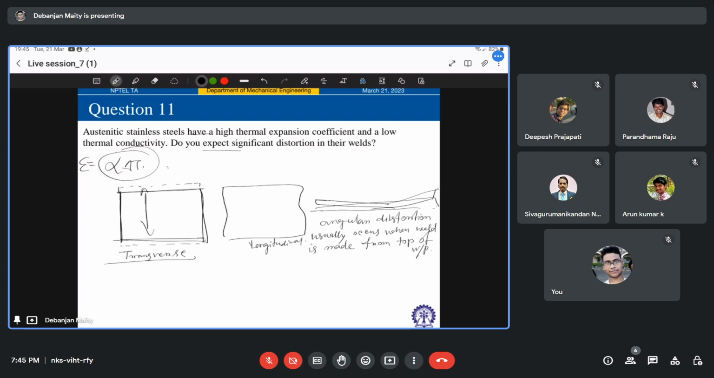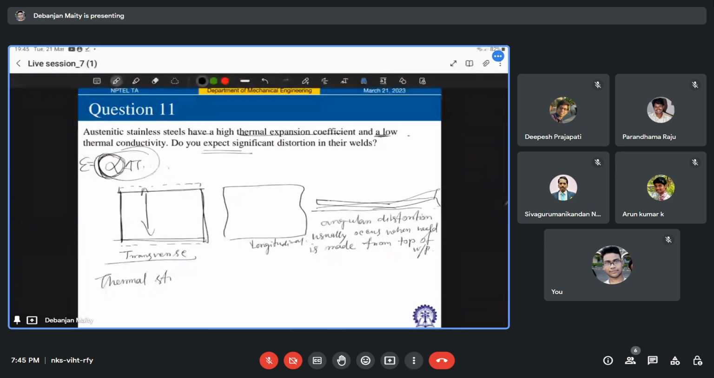Yes, for this question, if you are having a high thermal expansion coefficient, which is alpha, and a low thermal conductivity, so heat cannot dissipate basically. The thermal strains it will generate will be huge, right?